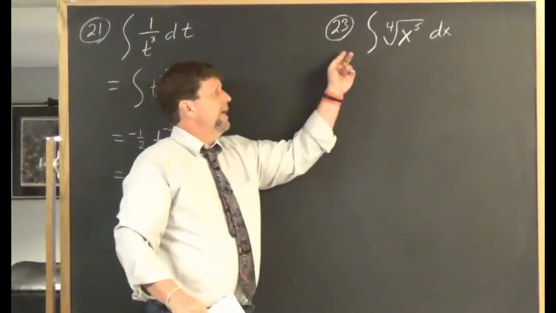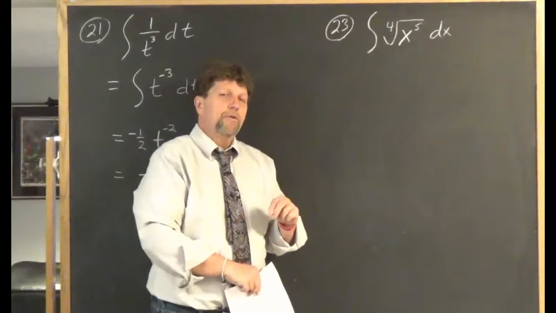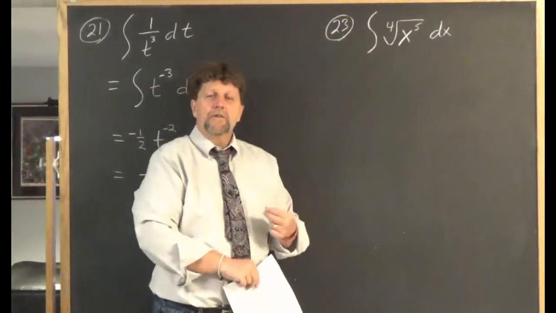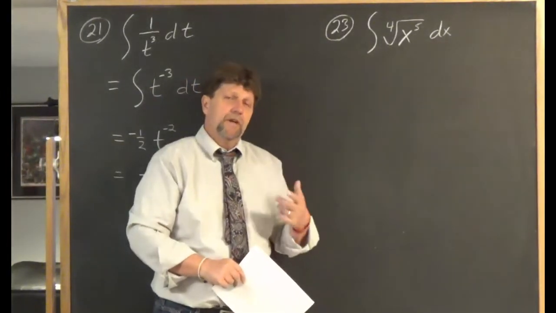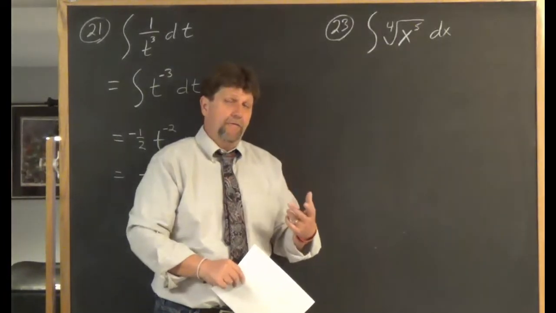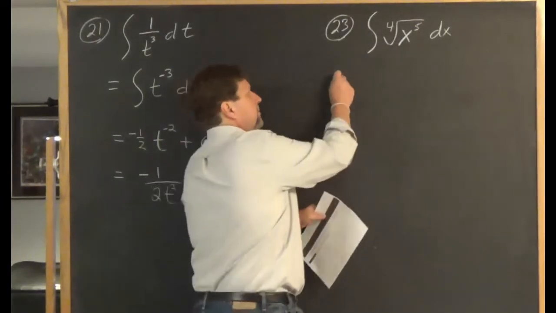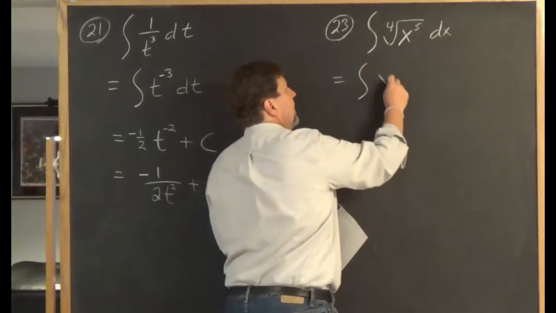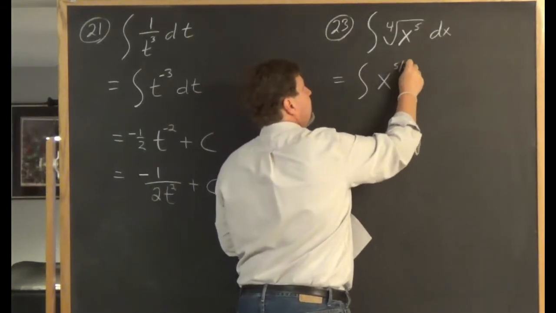Number 23, you were asked to integrate the 4th root of x to the 5th. So just like we saw in the example, we have to start off using algebra and rewrite the 4th root of x to the 5th as x to the 5/4.